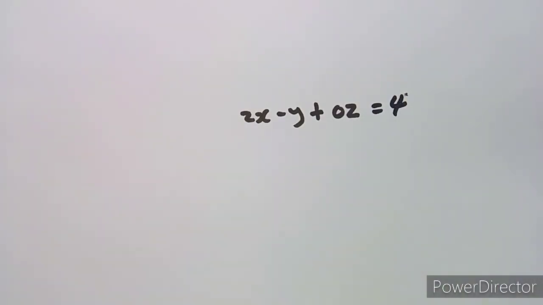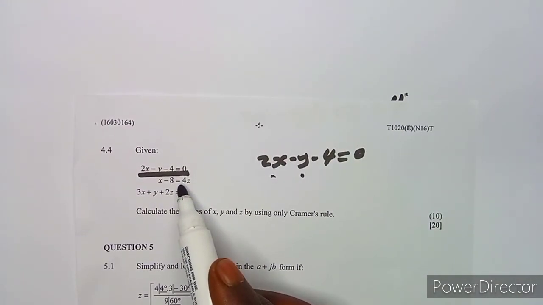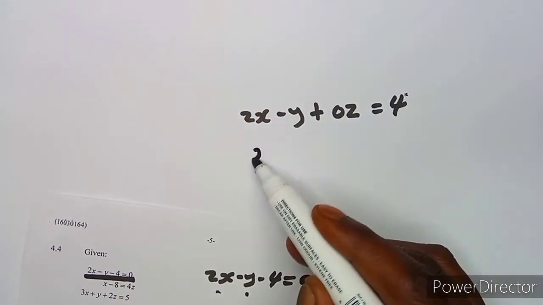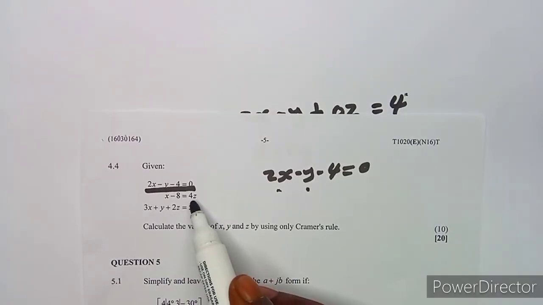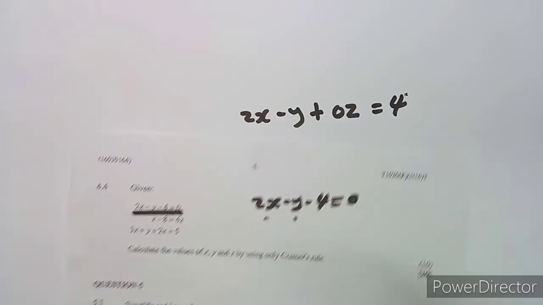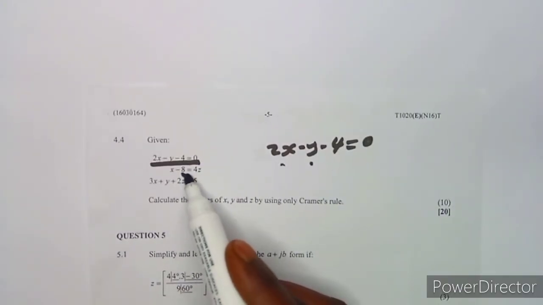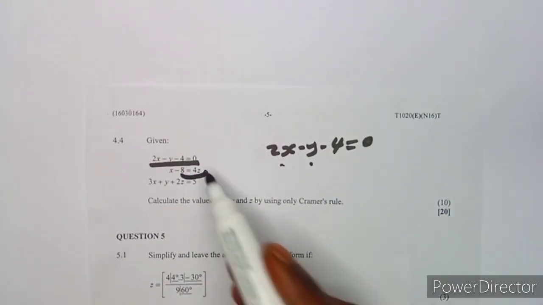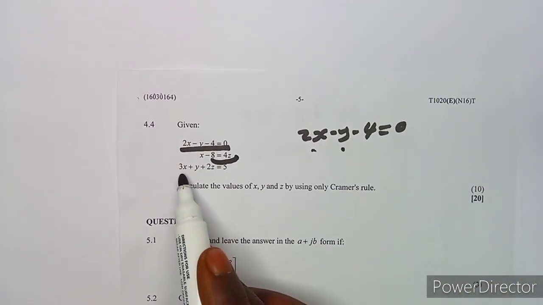Remember, what we need is the format. That is why we are doing this. All right, this is x, we do not have y, so we are going to have x plus 0y because y is not there. Then this z is on the other side, so when you transpose this 4z to this side, it is going to be minus 4z, which is equal to, transpose this minus 8 to this side, a positive 8.